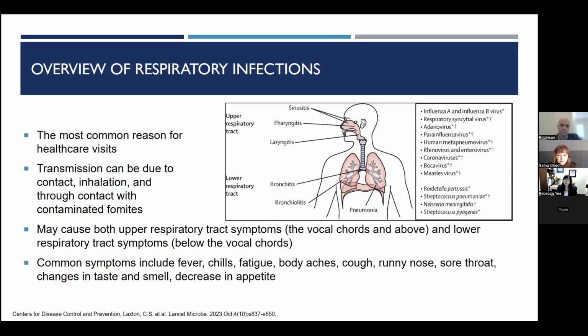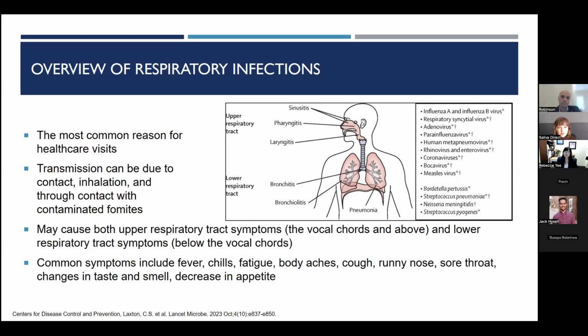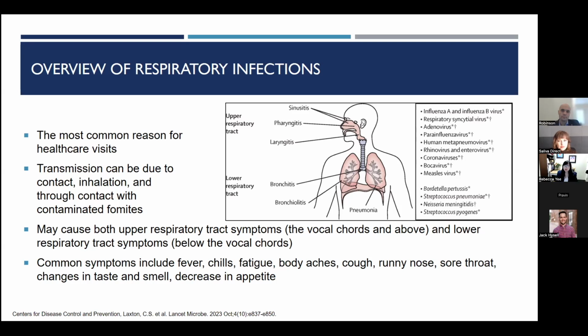Typically, those are symptoms seen in the vocal cords and above, and the related diseases include sinusitis, pharyngitis, and laryngitis, as well as lower respiratory tract symptoms. So these are symptoms that may cause bronchitis, bronchiolitis, as well as pneumonia. Some of the common symptoms may include fever, chills, fatigue, body aches, cough, runny nose, sore throat, change in taste and smell, and also a decrease in appetite.